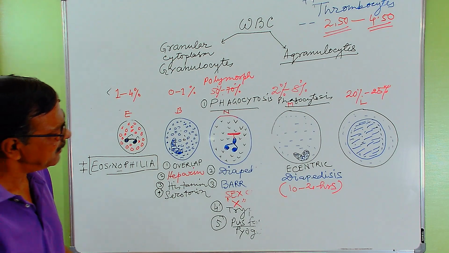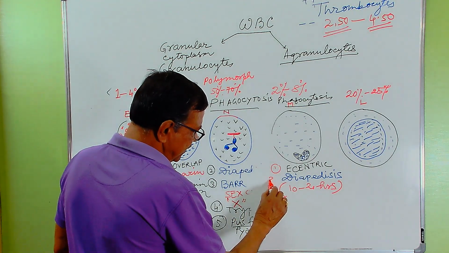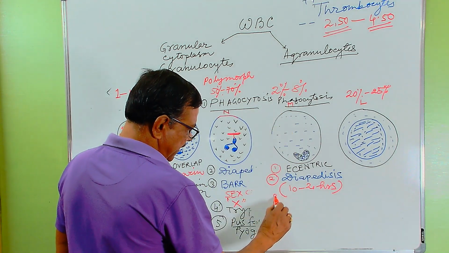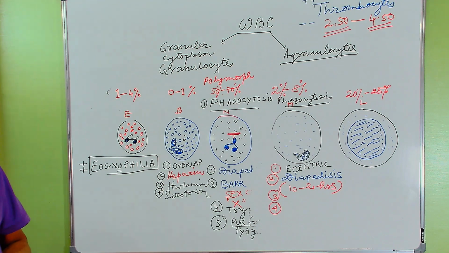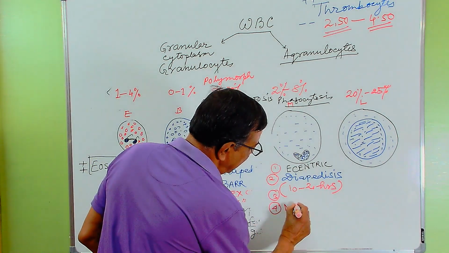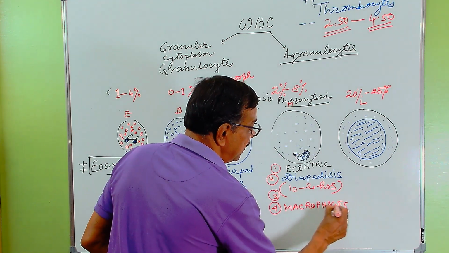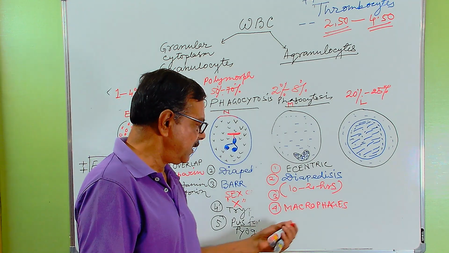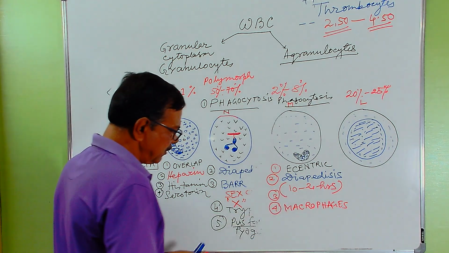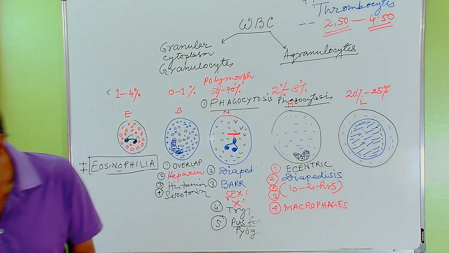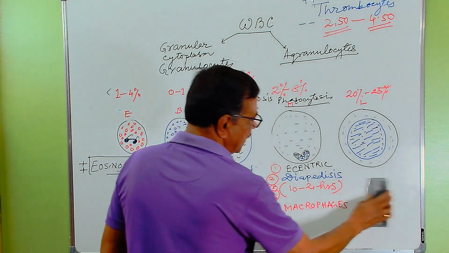Whenever they go out, number one is phagocytosis, number two is they have the capacity of diapedesis, number three chemotaxis, number four you write, they are called macrophages. M-A-C-R-O, macrophages, P-H-A-G-E-S. Whenever they come out of the blood vessel, they are actually known as macrophages. These are the 4 points you mentioned, and number 5, they last for 10 to 20 hours. Okay, this is monocytes.